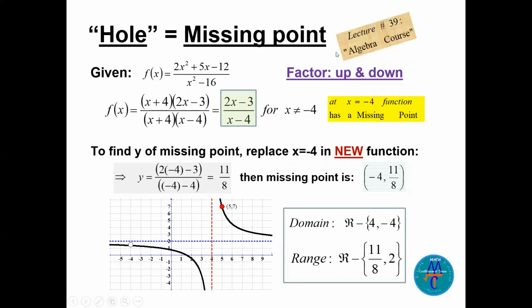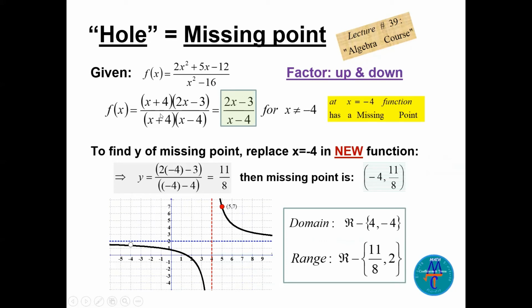A hole or a missing point. This is also in lecture 39 of the algebra course. If you have a function like this, also a rational function, 2x squared plus 5x minus 12 divided by x squared minus 16. We have seen this same example in lecture 39. Now, if you need to graph it, first factor up and down. Sometimes there is some cancellation. Sometimes there is no cancellation. In both cases, you have to factor up and down if you can.